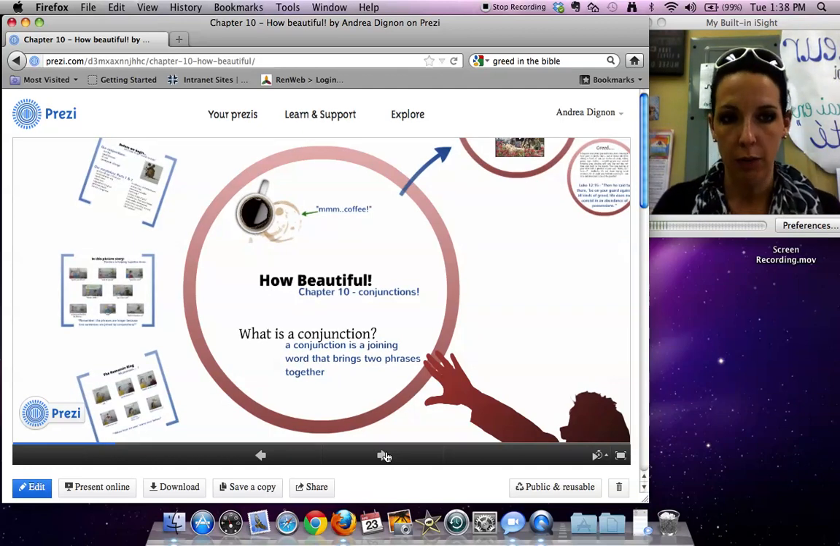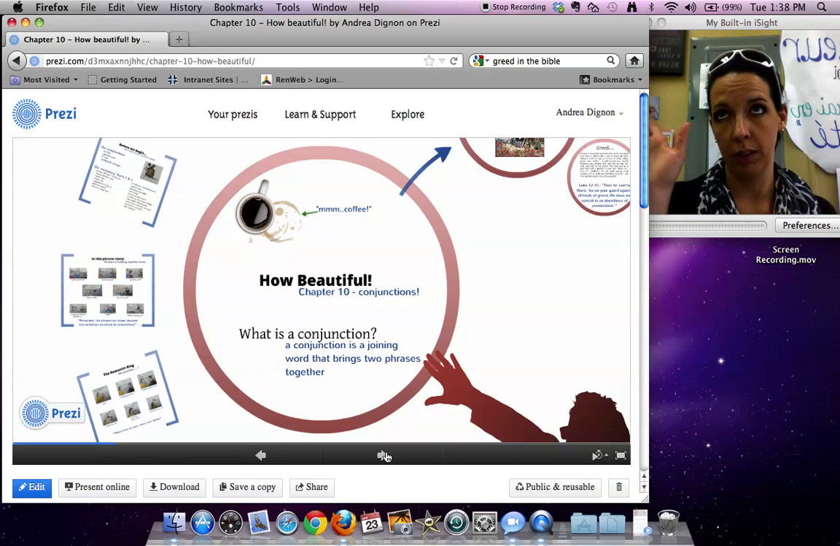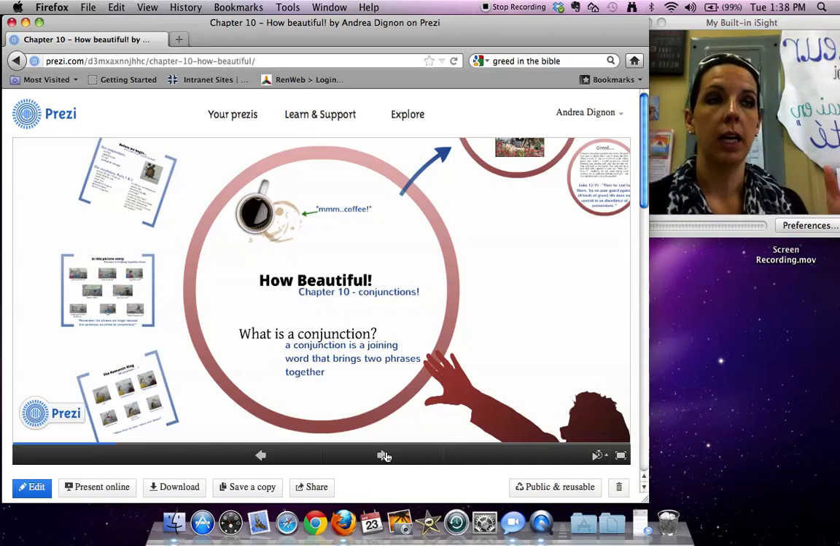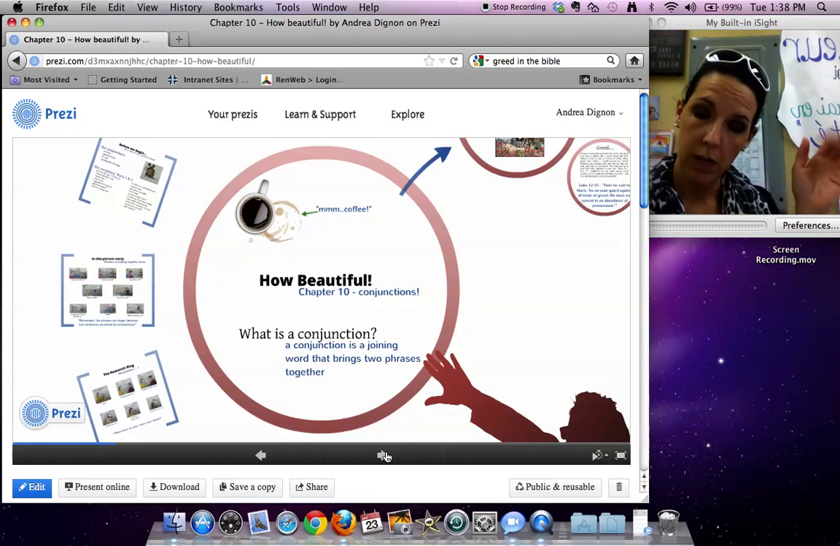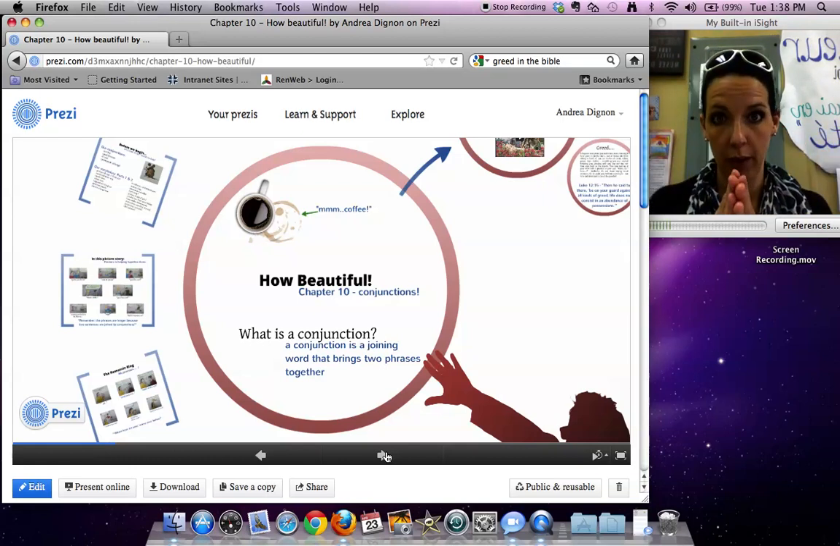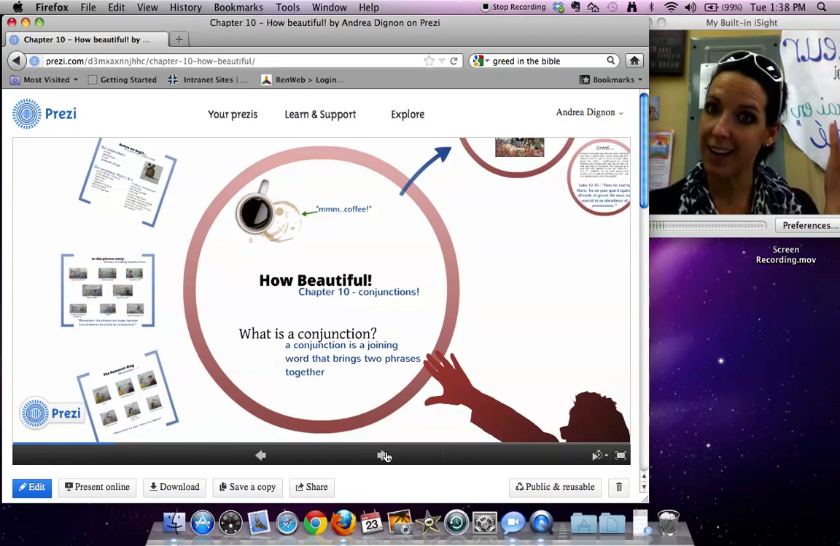Okay, so if you've got the sentences, I love Latin, and Miss Dignon is awesome, you could put those two sentences together and say, I love Latin because Miss Dignon is awesome. Because would be our conjunction. You see how awesome that is?